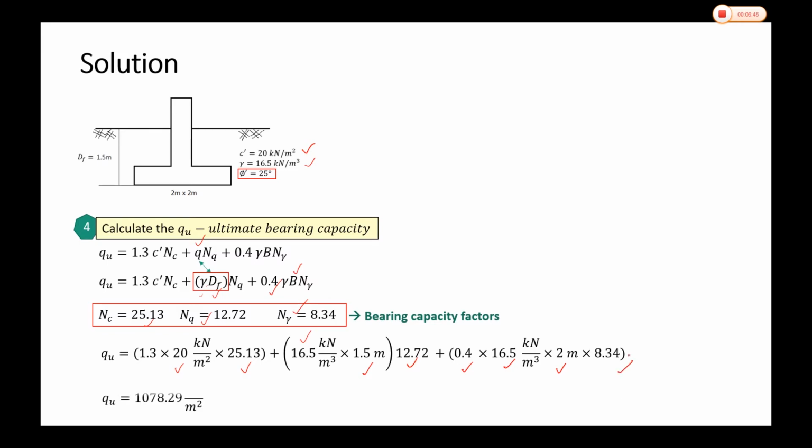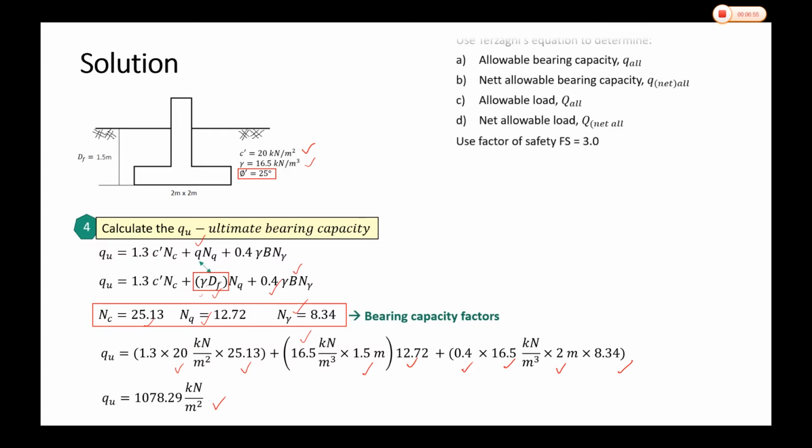So complete the calculation. So you will have the Q ultimate is 1078.29 kilonewton per meter square. Okay, now back to the main question that we need to get the Q allowable.